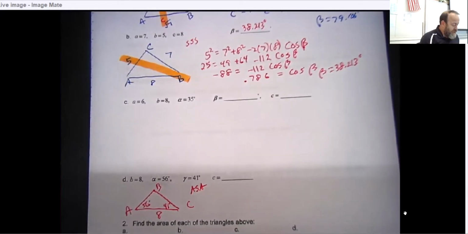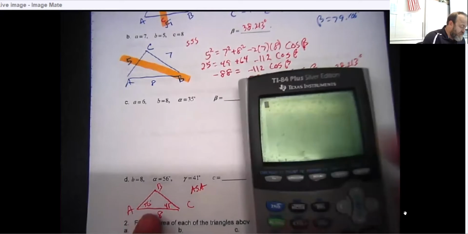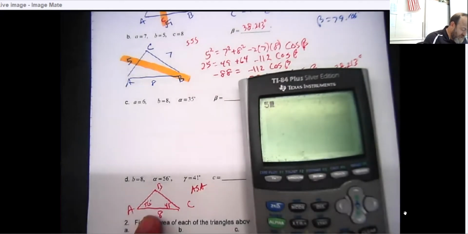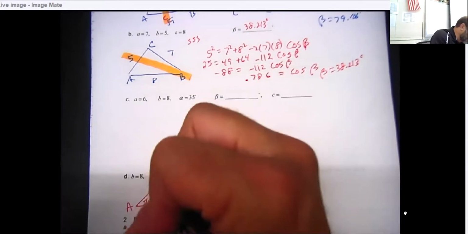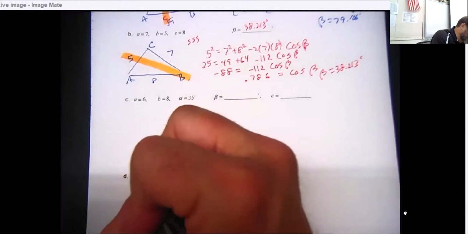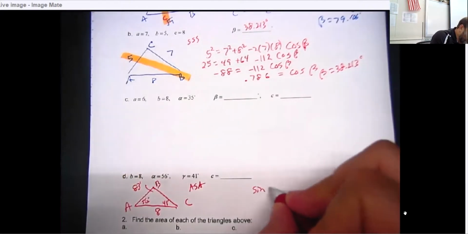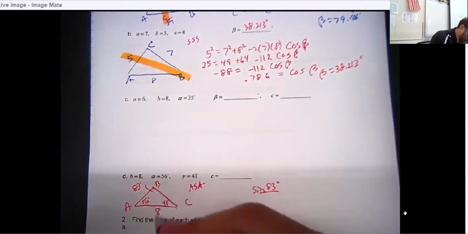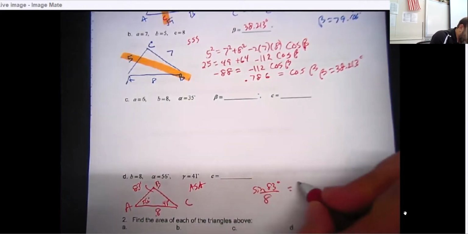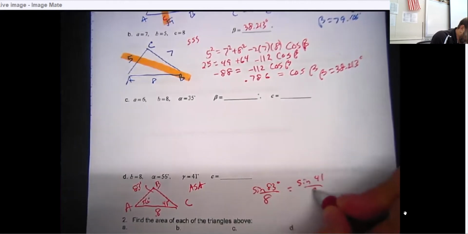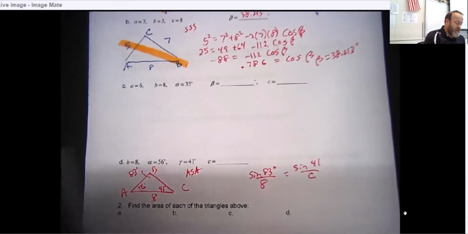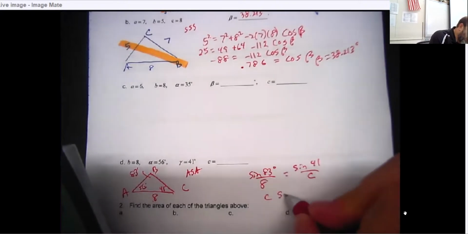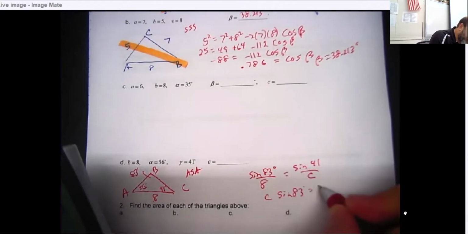And I automatically can see that since I have two of the angles, I could say that 56 plus 41 adds up to 97. So if I took that out, I know that the measure of this one up top here is 83 degrees. And therefore I could say that the sine of 83 divided by the side across from it is the same as the sine of angle C divided by the side that's across from it. This problem comes out really, really nice and easy.